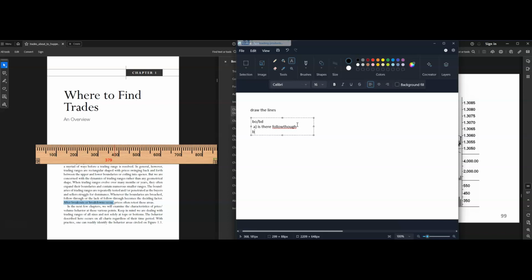B, let's say there isn't. Does price come back within the range? So let's just say the first answer is no. Does the price come back within the range? Yes. C, let's make this the case of a spring. All right. Let's say you have a breakout.